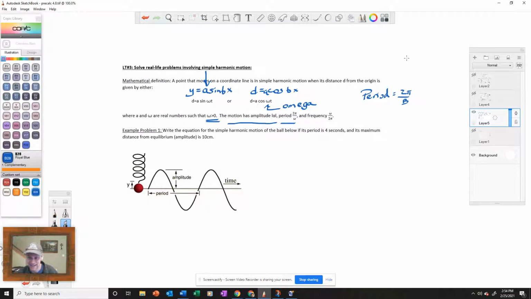All right. And then it has this thing called frequency. I'm going to come back to frequency as we do this example. So we're going to do 2 examples. Here's the first one.